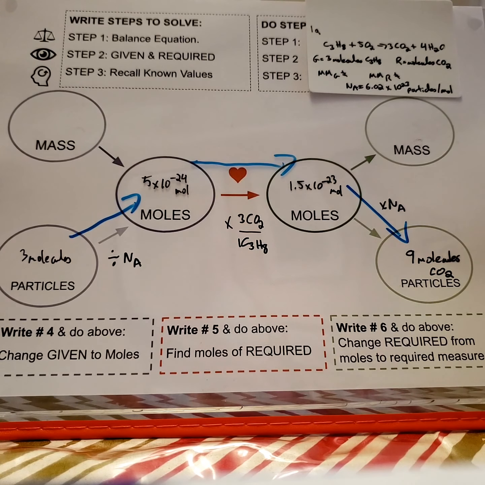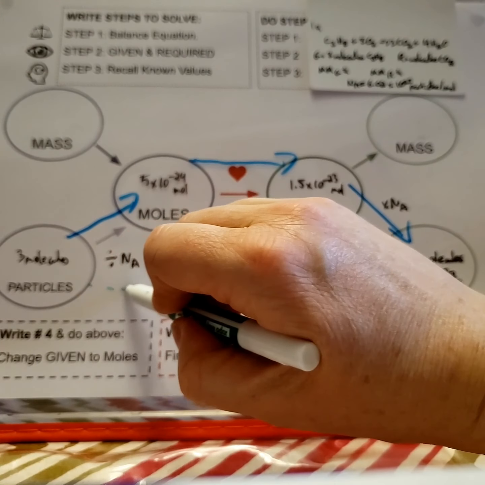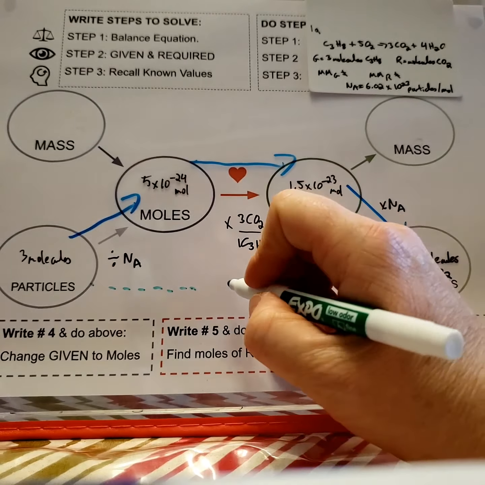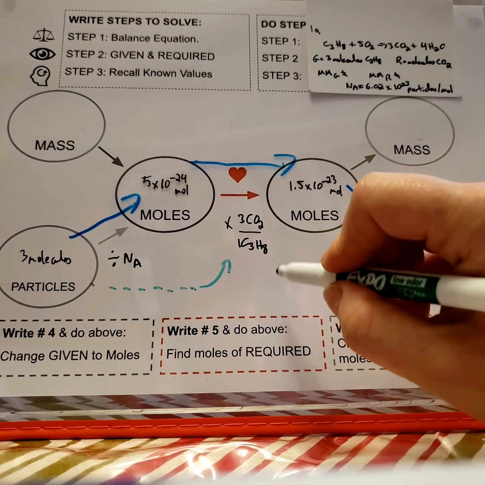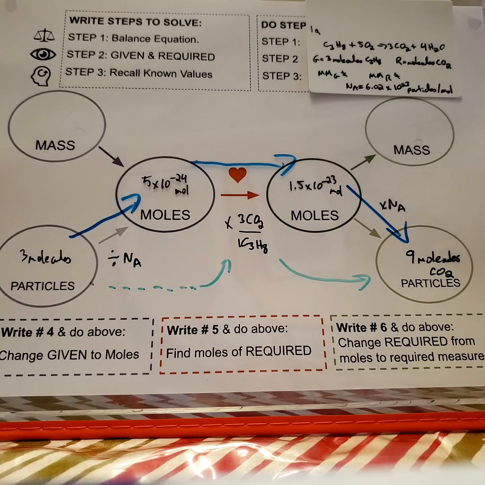Now, if you are feeling really confident in your stoichiometry and in your understanding of what all these numbers really mean in the balanced chemical equation, you will notice there is a shortcut for this particular problem. You can go from molecules, skip the moles, do the multiplication by the balanced ratio there, and then get to particles.